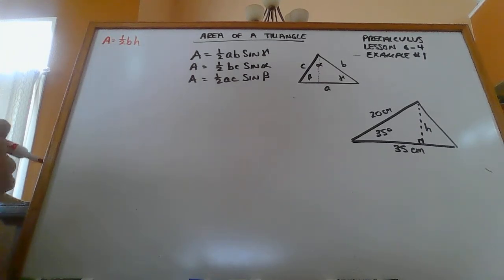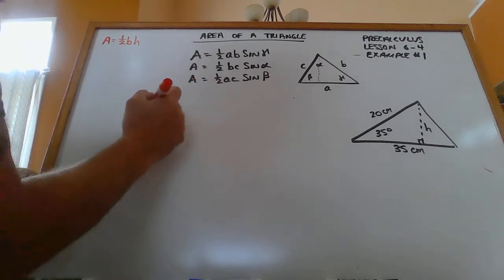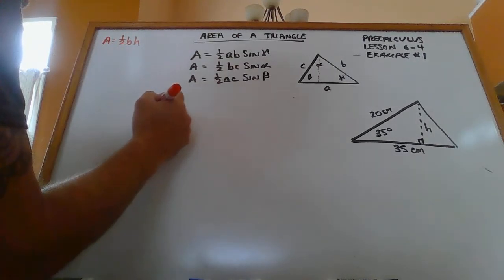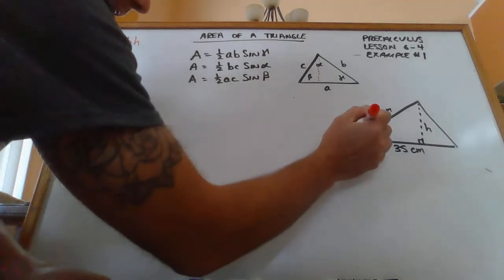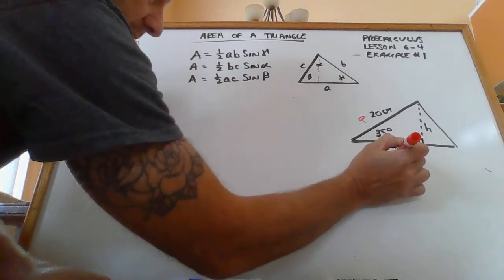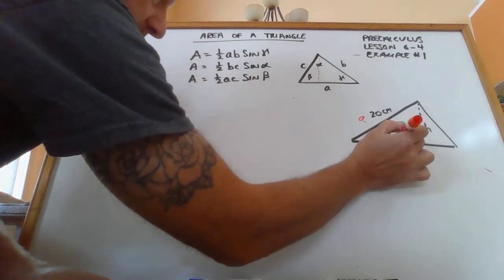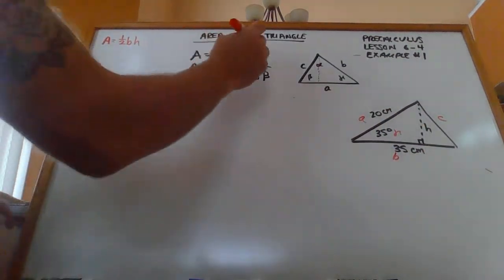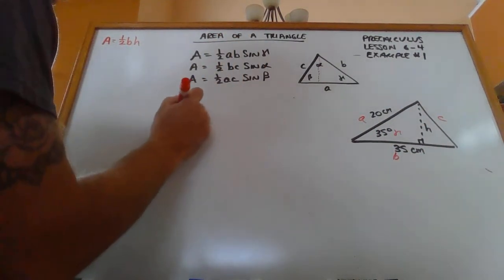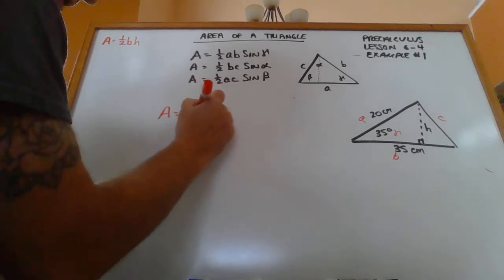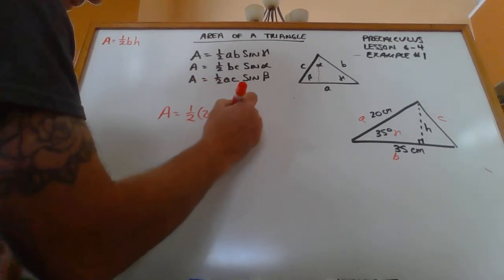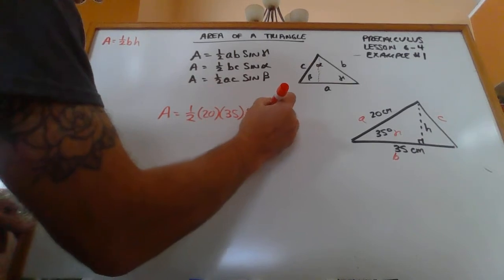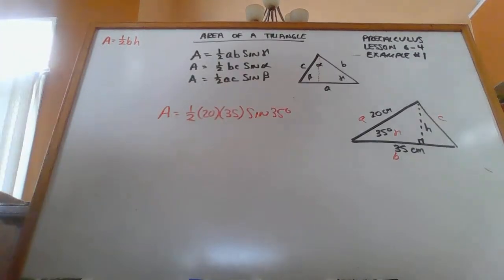All right, so let's find the area of this thing right here. So we know, it's probably best to label the sides. We can call this A, we can call this B, and that would make this gamma because this would have to be C over here. So we're going to use the top formula here. The area is 1/2 of 20 times 35 times the sine of 35 degrees.